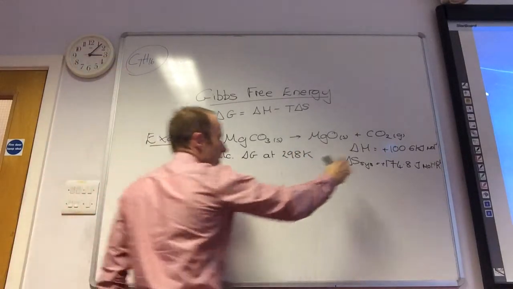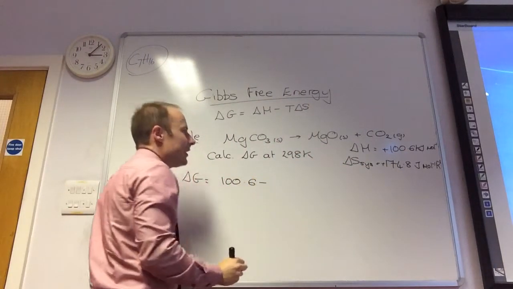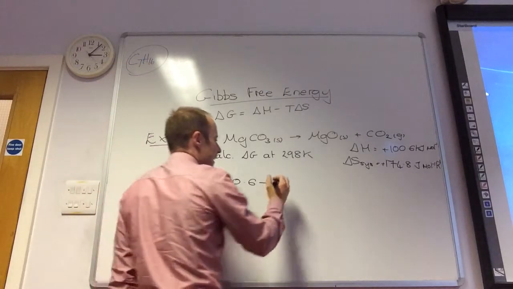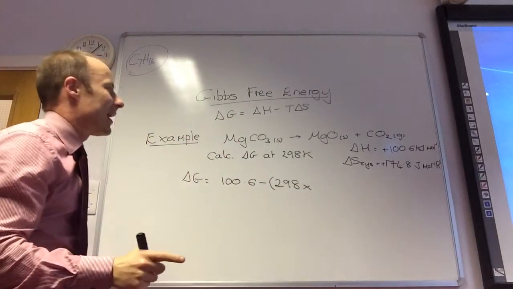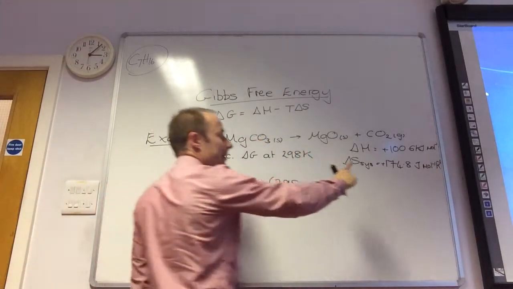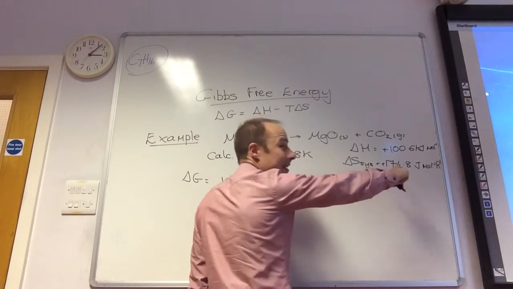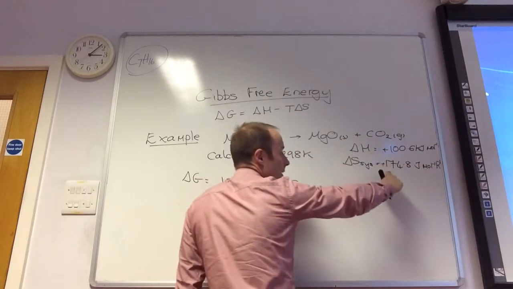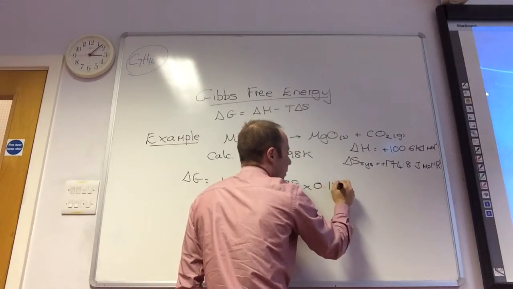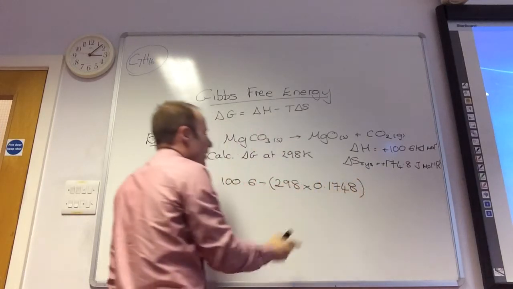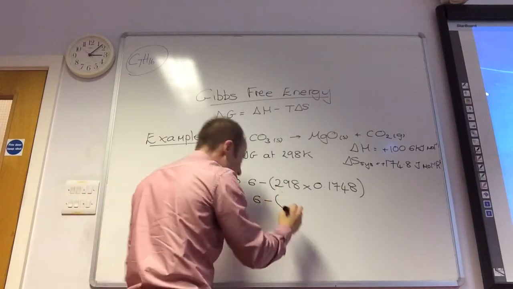So this is how we go about it. Easy peasy. Delta H is 100.6 minus T, T of course is temperature, so 298 times delta S. Whoa, steady on there. This is in joules per mole per Kelvin. It needs to be in kilojoules. So what do I do to this number? Divide by 1,000. Fabulous. Which is 0.1748.